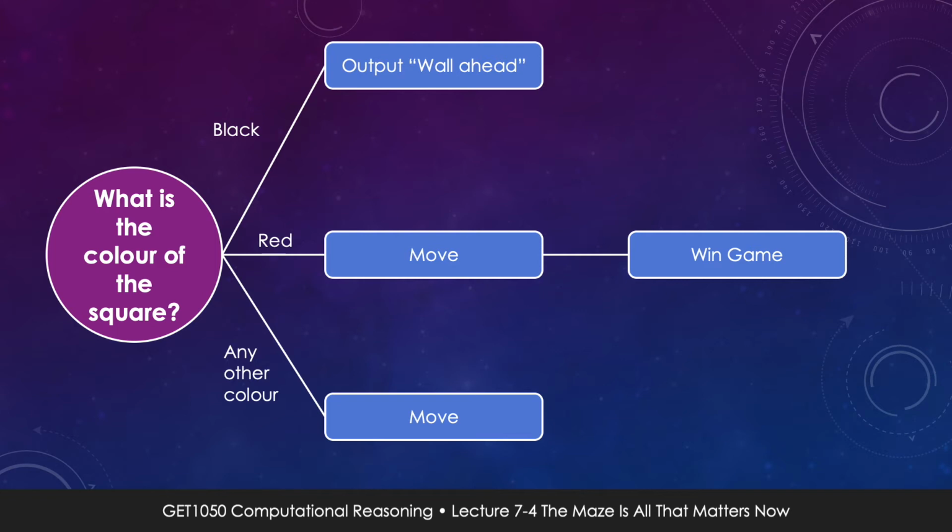If it's red, then we move and win the game. And if it's any other color, we just have to move. Yeah? So now our tree diagram, instead of having just 2 branches, we can have 3 branches. Yeah? Or more if you want to. But here's the thing, how do we write this as an if conditional?